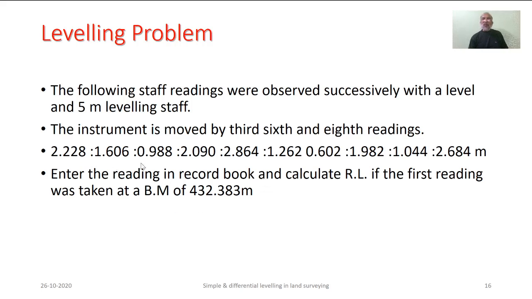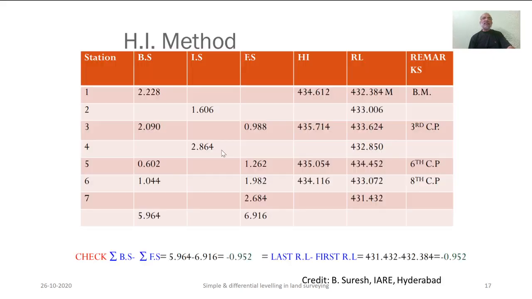But the way you see here, if there is certain abrupt change in the readings, it indicates the change point. This is some additional information I am sharing, that even if we are not provided with such information that the instrument is moved after 3rd, 6th, 8th reading, we can easily work out where the instrument shifts are and which points are change points.